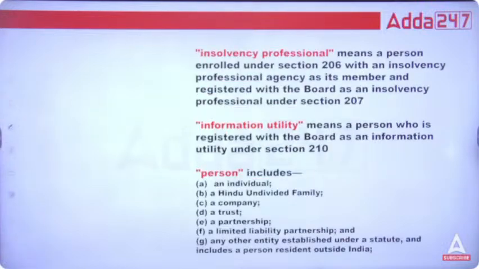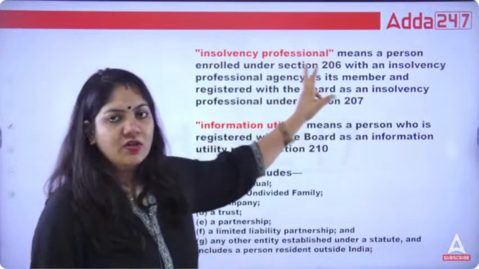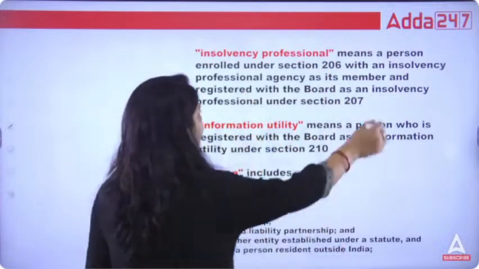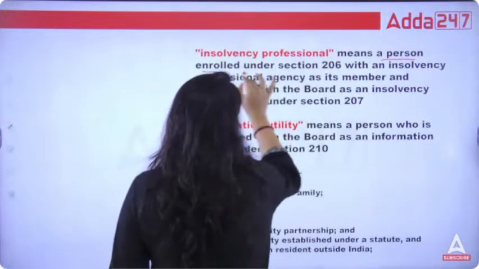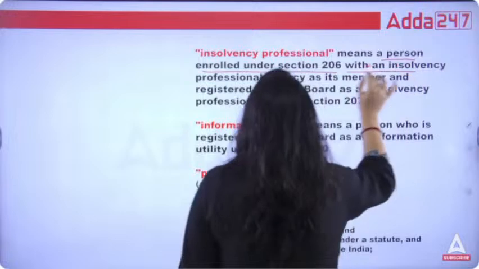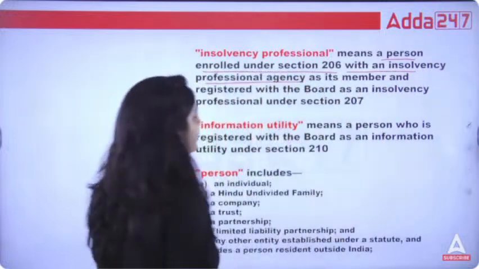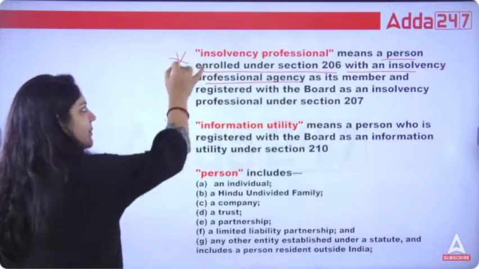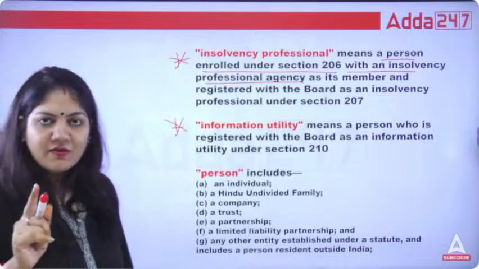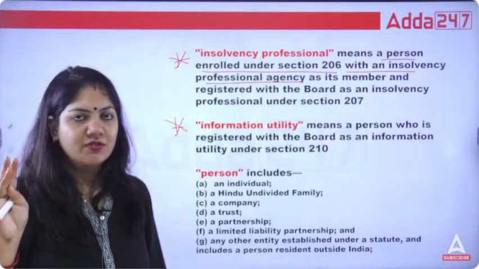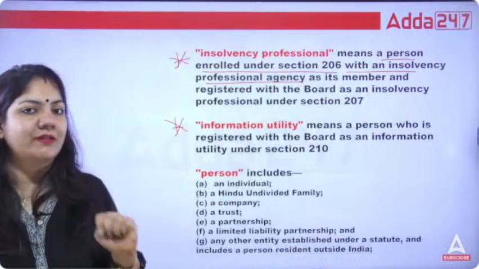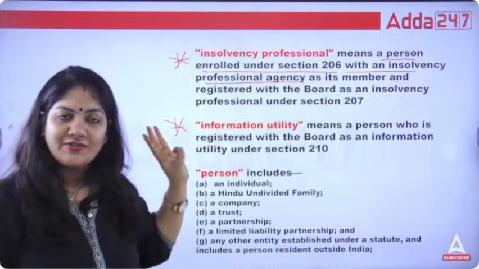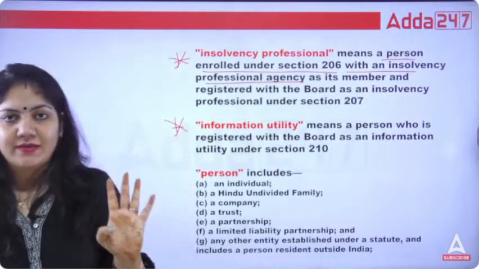Next, insolvency professional. Insolvency professional is one of the pillars of IBC. These professionals are persons enrolled under section 206 with the insolvency professional agency. That's it. Information utility is also a pillar. Just like the government has 3 pillars: legislature, executive and judiciary, IBC also has 4 pillars: adjudicating authority, insolvency professional, information utility, and the last one is IBBI.